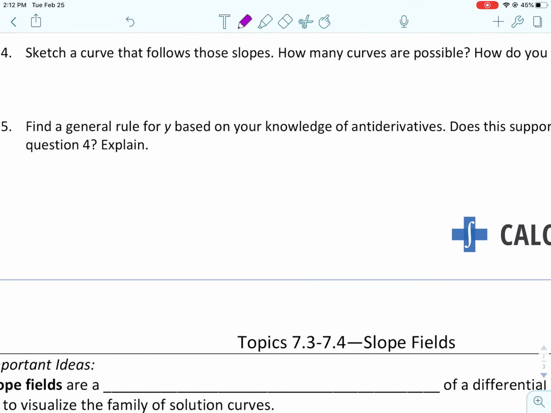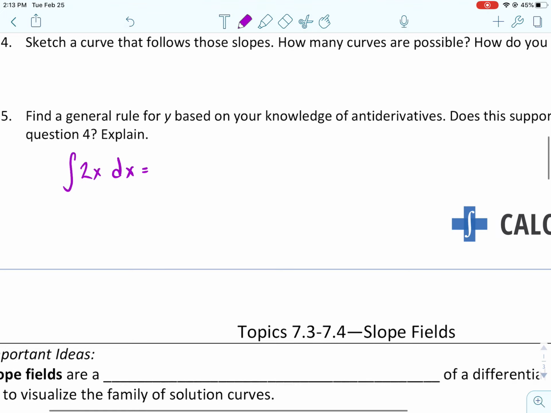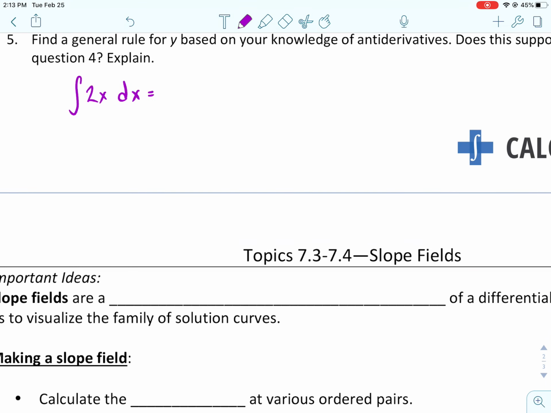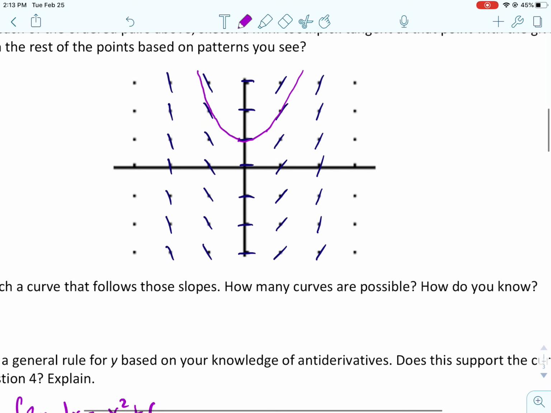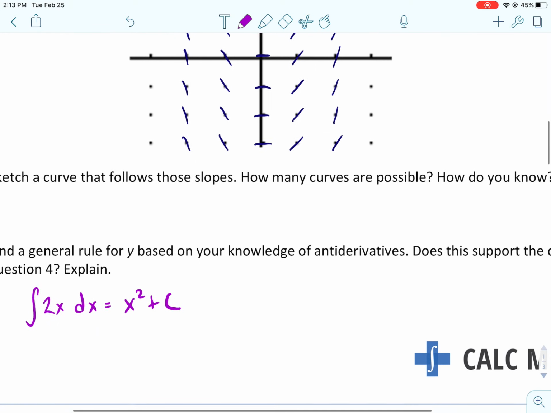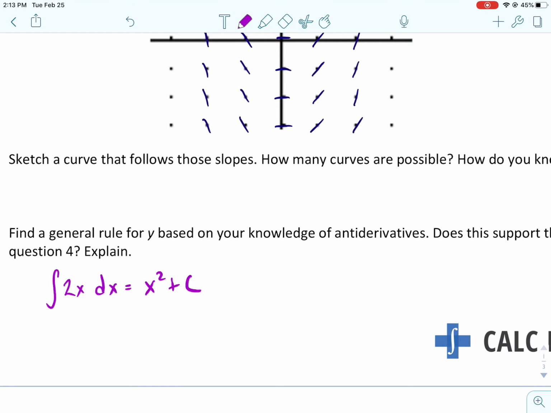Okay, let's find this general rule for y. So we have dy/dx. If we want to find y, what we can do is find the antiderivative of our differential equation. So what is the antiderivative of 2x dx? x squared plus c. So do you guys think that matches what we drew? Yeah, it looks like a parabola, right? And then the c is how much you shifted. So my c for what I drew would be 1, or it could be 2. There are lots of different values for c.